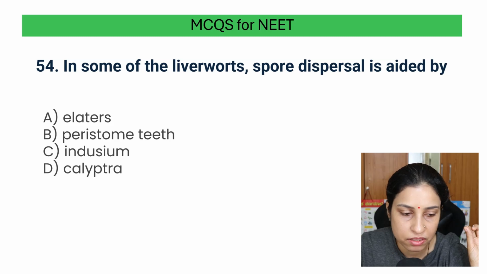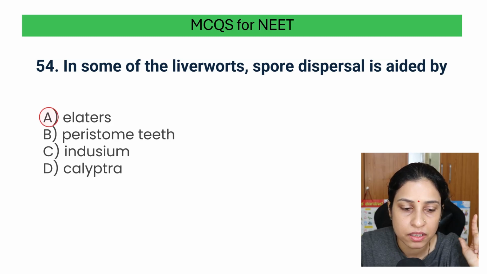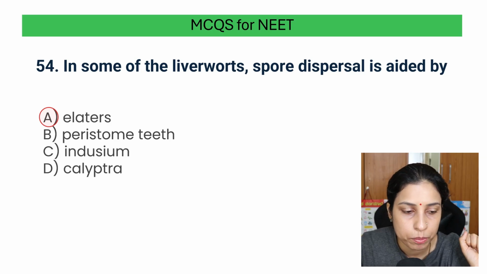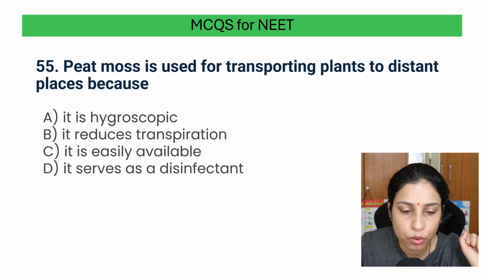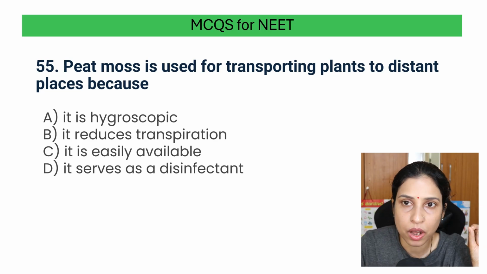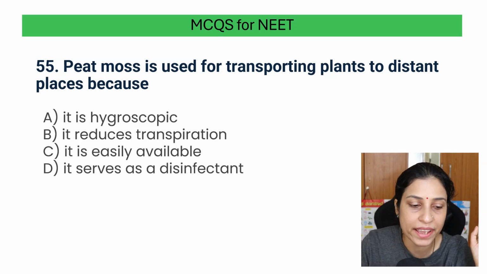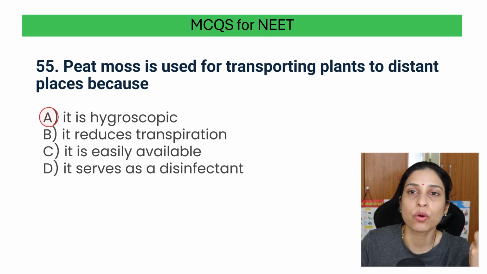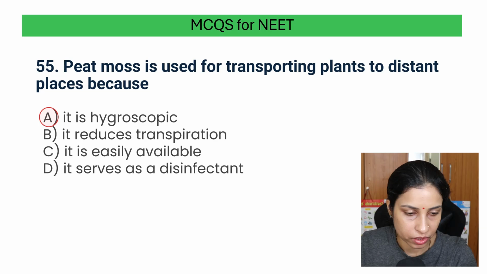That is elaters. In some of the liverworts, we observe spore dispersal through elaters. Peat moss is used for transporting plants to a distant place because it is hygroscopic, it reduces transpiration, it is easily available and it serves as a disinfectant. No, it is hygroscopic. It holds the water. That's why it is used in the transporting of the plants.